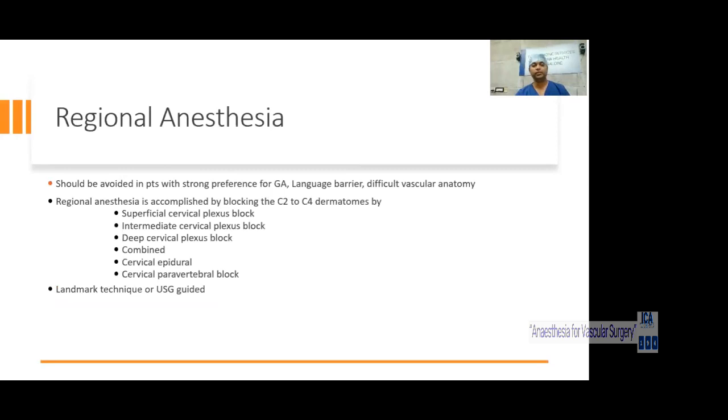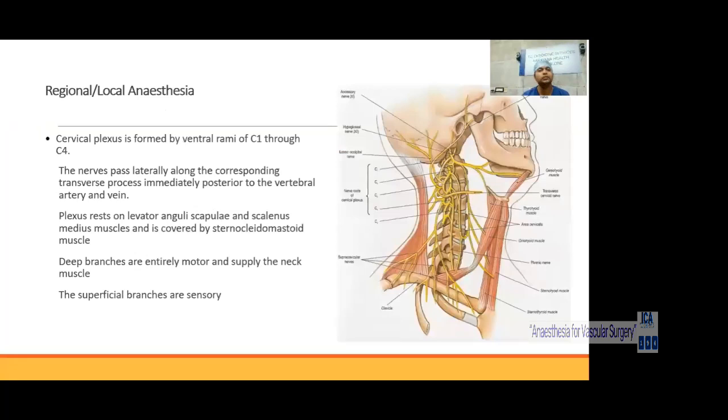Regional anesthesia should be avoided in patients with a strong preference for GA, any language barrier, or difficult vascular anatomy. It is accomplished by blocking C2 to C4 dermatomes, either by superficial cervical plexus block, intermediate cervical plexus block, or deep cervical plexus block, or a combined approach. Cervical epidural and cervical paravertebral blocks are frequently used. You can use either the landmark technique or ultrasound guided technique.